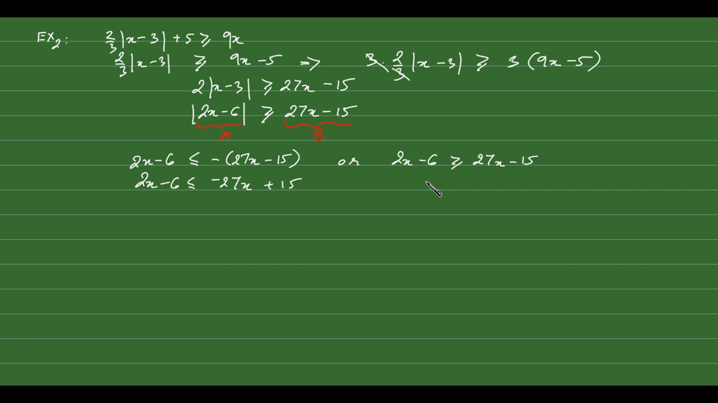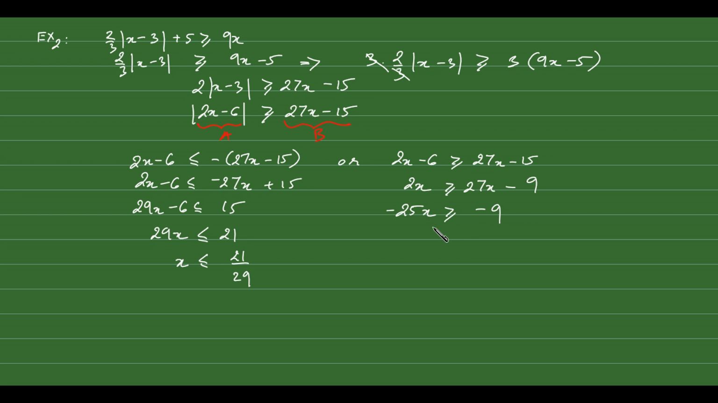So add both sides by 27x here, so we have 29x minus 6 less than 15. Add both sides by 6, so we have 29x less than 21. X will be less than or equal to 21 over 29. For the other one, I subtract both sides by 27x, so I have negative 25x greater than negative 9. Divide both sides by a negative number, so I flip it, so it becomes x less than 9 over 25.